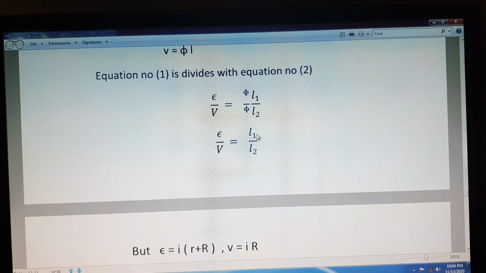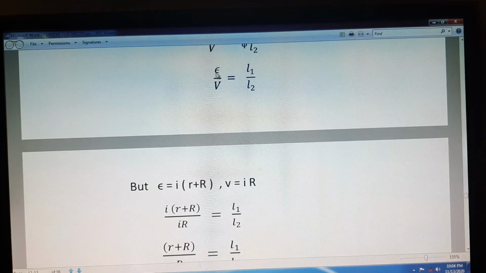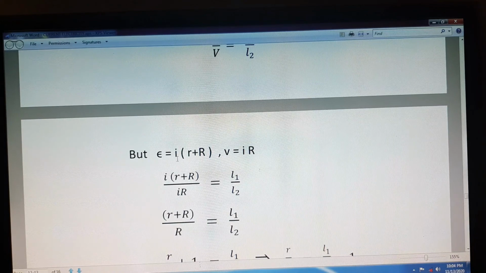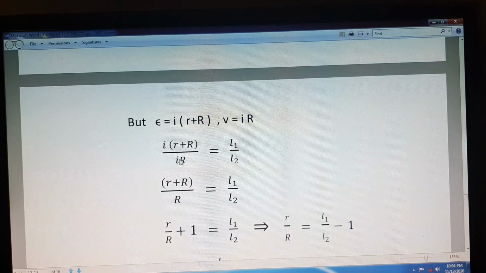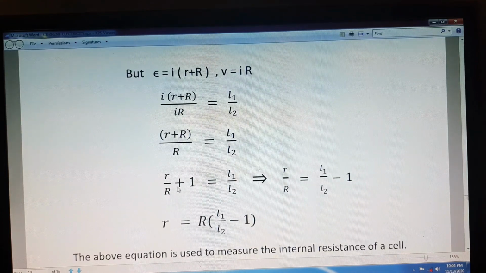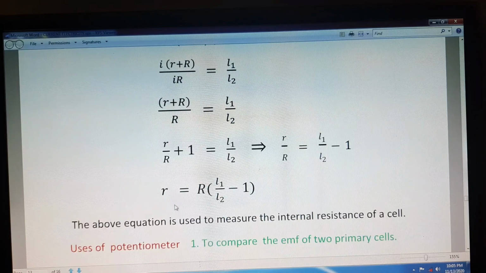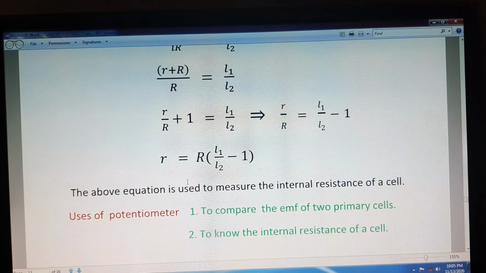So epsilon by V is equal to L1 by L2, where epsilon is the electromotive force of the given cell, epsilon is equal to I into R plus r, and V is equal to IR. So we can substitute the equations. I into R plus r by IR is equal to L1 by L2, where I will be cancelled, so R plus r by R is equal to L1 by L2. Next, R by R plus r by R, meaning 1, is equal to L1 by L2. Next, r by R is equal to L1 by L2 minus 1. Therefore, r is equal to R into L1 by L2 minus 1. This equation gives the internal resistance of a given primary cell.